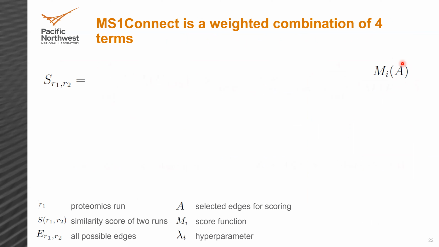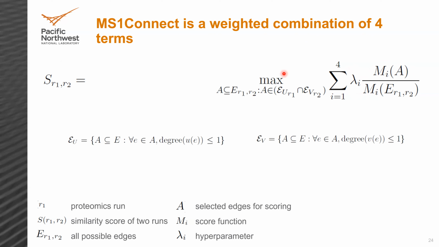The MS1Connect score is a weighted combination of 4 terms, and each of these terms is represented by M_i. We have the weighted combination where lambda_i is a hyperparameter, and we normalize each of the 4 terms in order to get an intuitive understanding of the relative importance of each of the terms. This here is just saying that we want to choose a subset that maximizes the score, subject to the constraint that we talked about previously. And this here is a value that serves to denormalize the normalization we did previously to make sure that the score is on the correct scale.